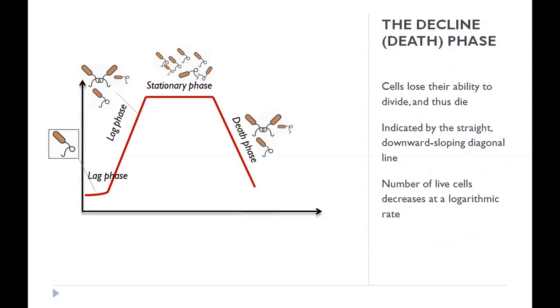So both log phase and death phase or decline phase are logarithmic. In log phase, cells increase in an exponential or logarithmic manner, and in death phase or decline phase, cells decrease in an exponential or logarithmic manner. So these 4 phases form this whole curve, which is known as the bacterial growth curve.